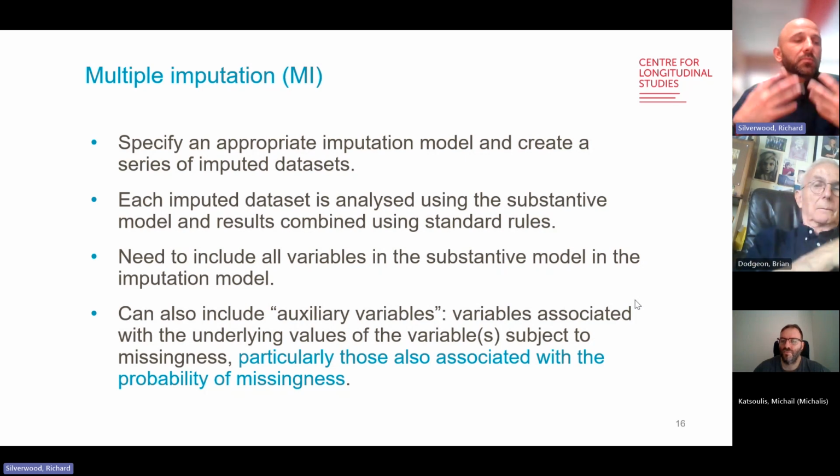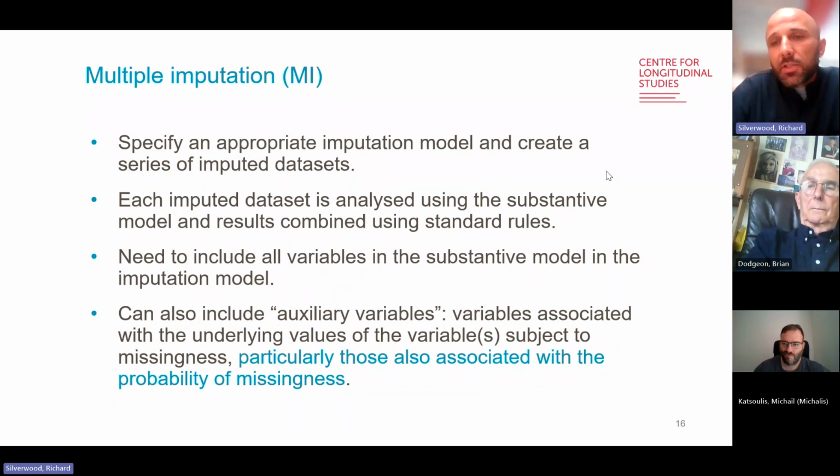And one thing here that we're utilizing in our missing data strategy is that we can also include auxiliary variables in our imputation model. These are variables that are not included within our substantive model, but that we can optionally include within the imputation model. The variables that we would like to include here are those that are associated with the underlying values of the variables subject to missingness, but particularly those that are also associated with the probability of missingness, so the likelihood of individuals not responding to a certain question or a certain wave of data collection in the context of these long-running longitudinal studies like BCS 70.